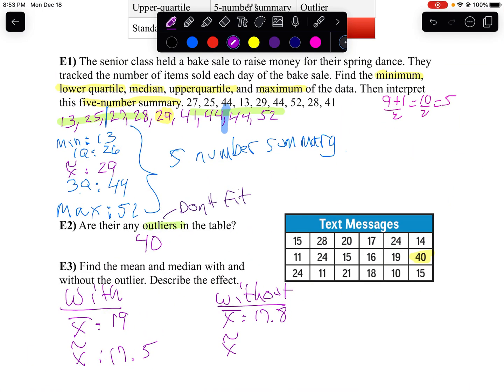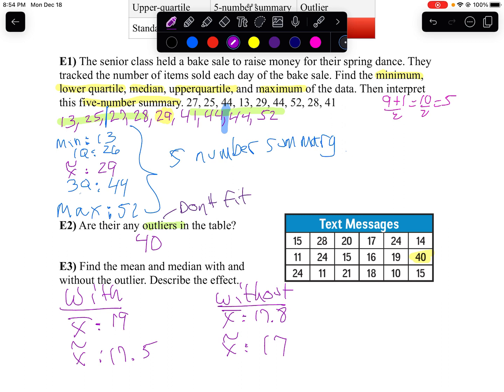That kind of makes sense. They should both be down because I took out a big number. Okay. Notice my mean decreased by 1.2. My median went down by 0.5, and that usually happens. If you take out one number, your median's going to change a little bit, but your mean, that 40 is making everything bigger. And so that's what's going on with our mean and median using Desmos. And then we can compare that.